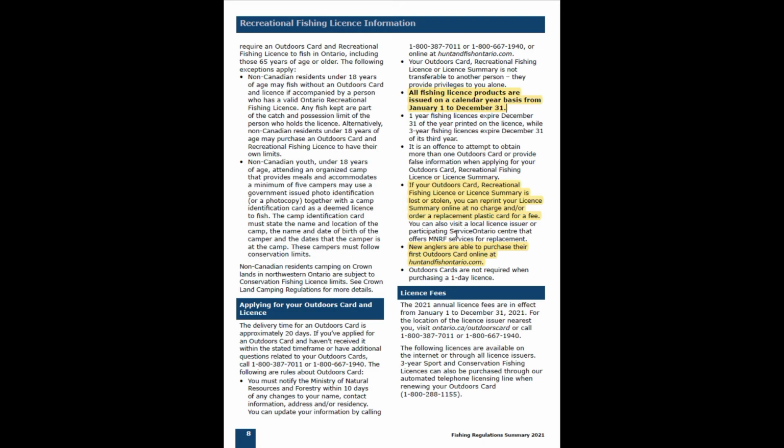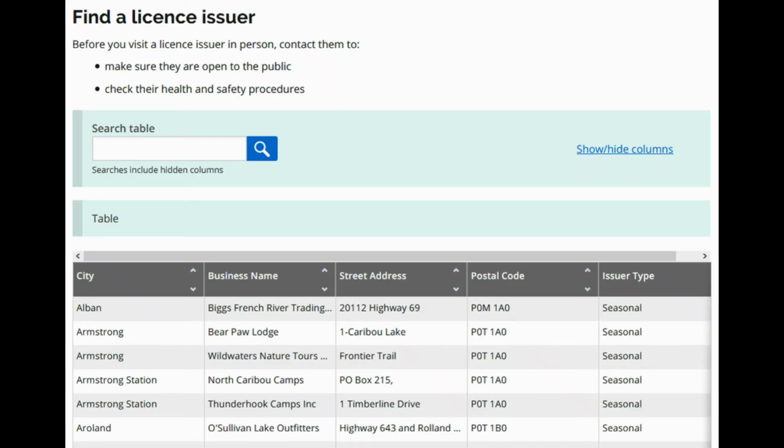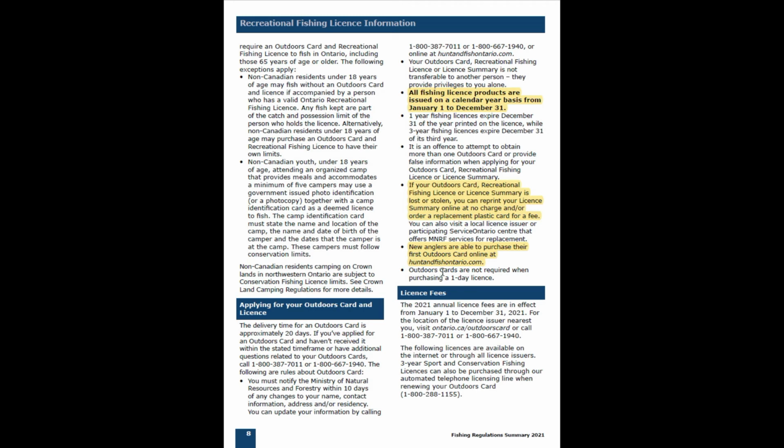They can also go to a Service Ontario Centre, and there's a few local license issuers. And anyone who just wants to purchase a one-day license does not need an outdoors card. So if you want to fish one day of the year, you can buy a single-day pass, which I'll get to on the next page, and you do not need to spend the extra $8 on an outdoors card.